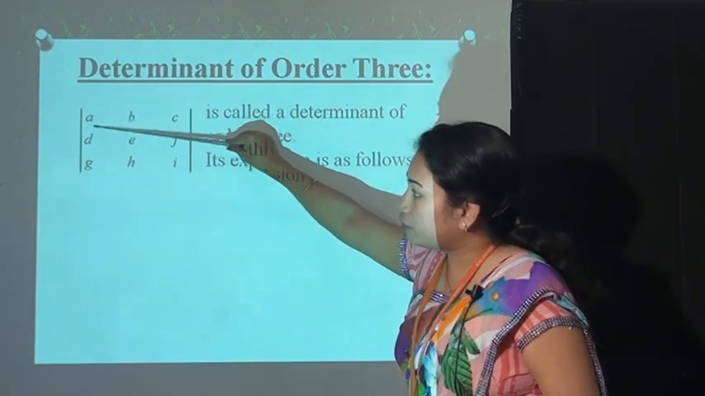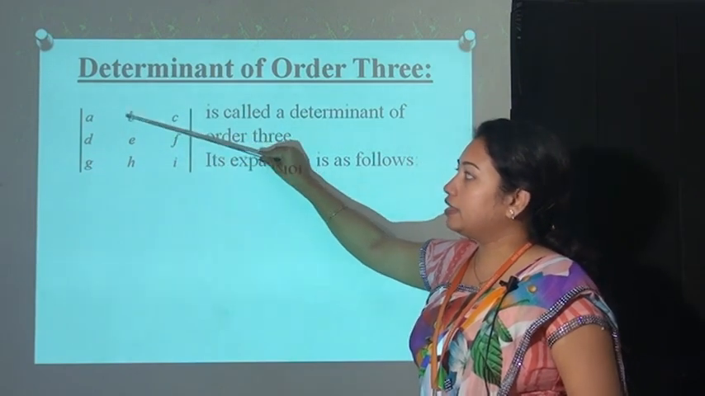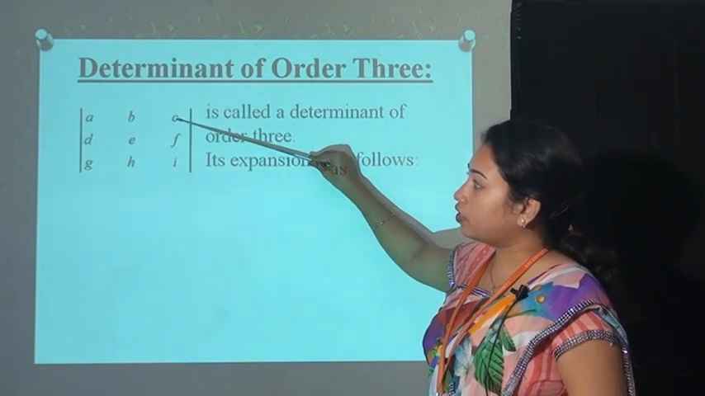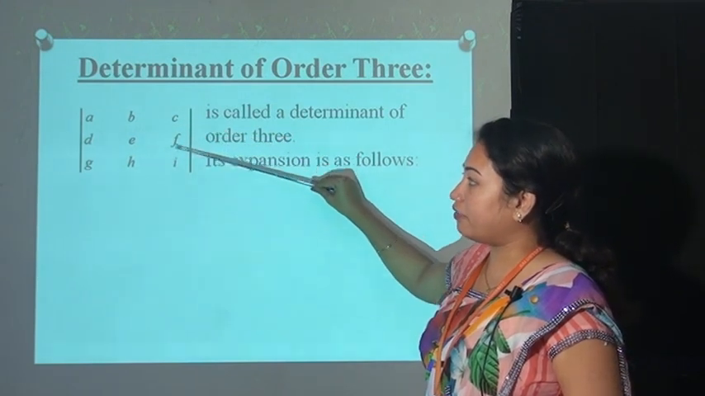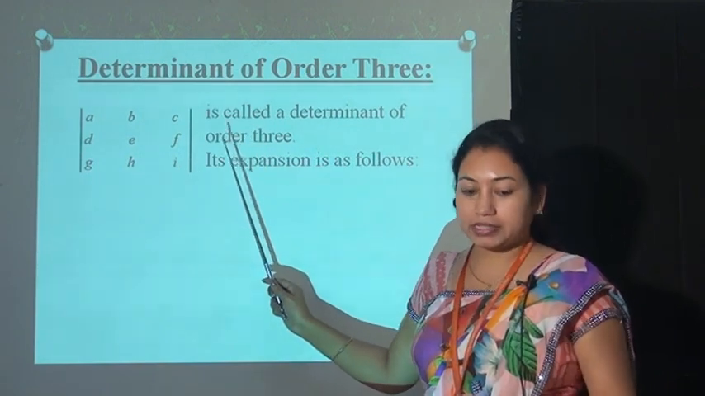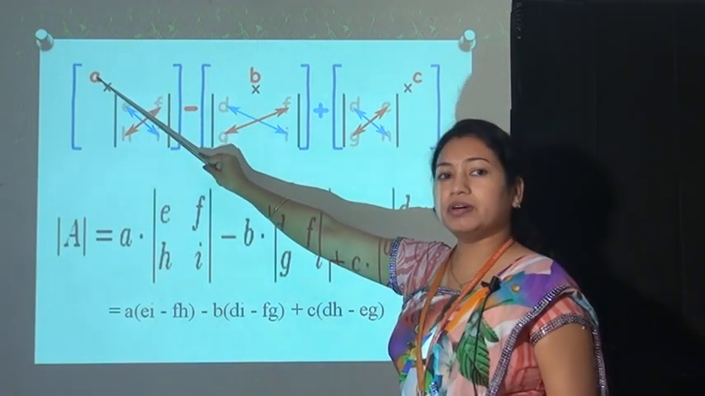In the same way, this one is the first column. Elements are A, D, G. Second column elements are B, E, H, and third column elements are C, F and I. The expansion of 3 by 3 determinants is, here you can see, first we take the first element.